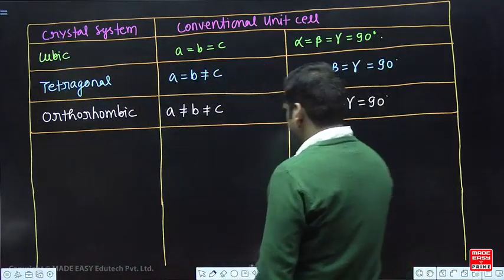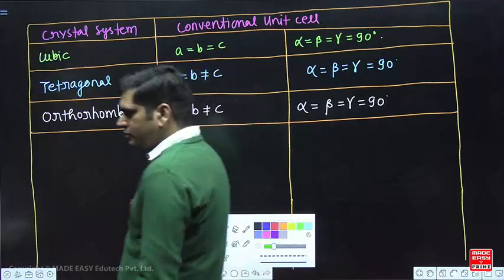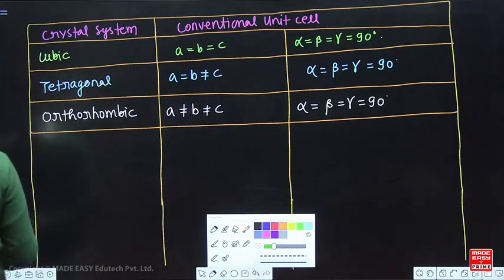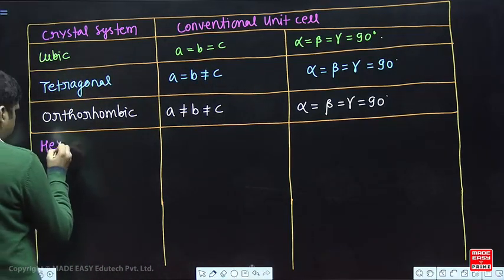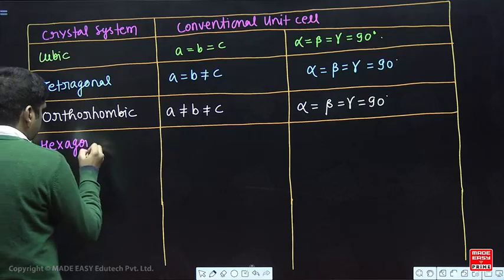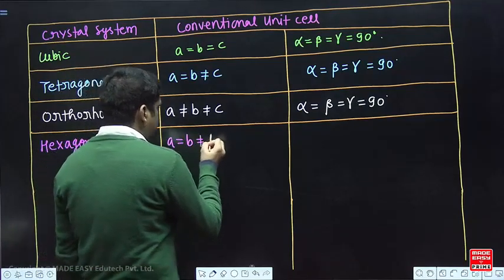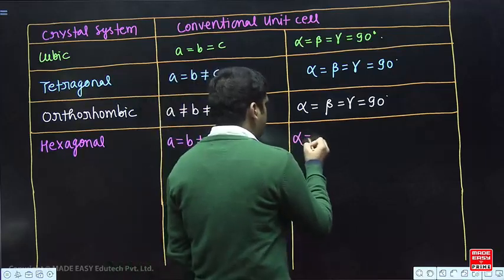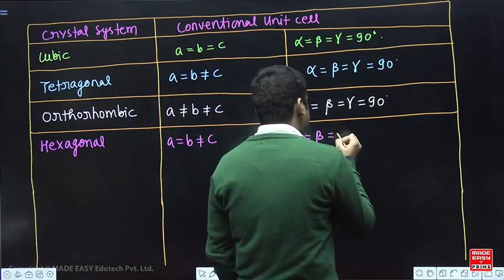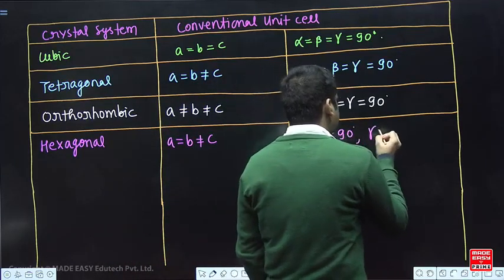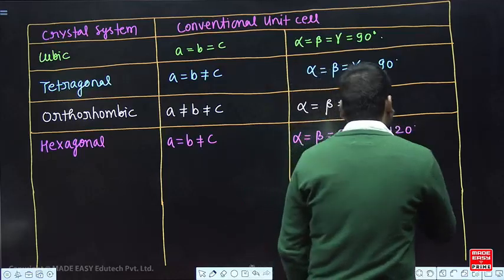Fourth one is hexagonal. A is equal to B but does not equal to C. Alpha is equal to beta is equal to 90 but gamma is equal to 120 degree.